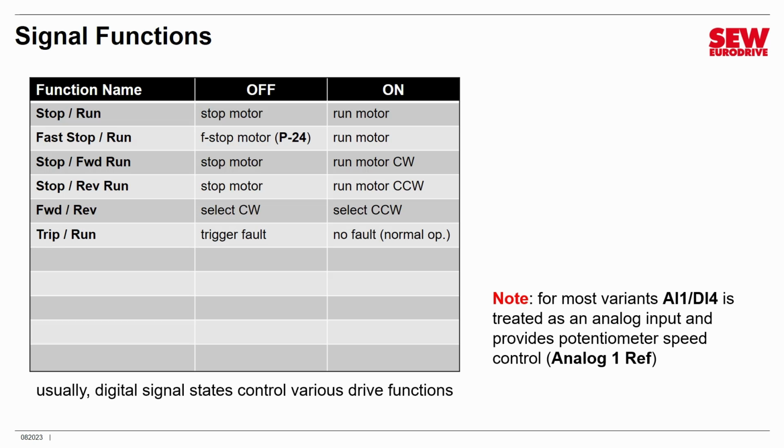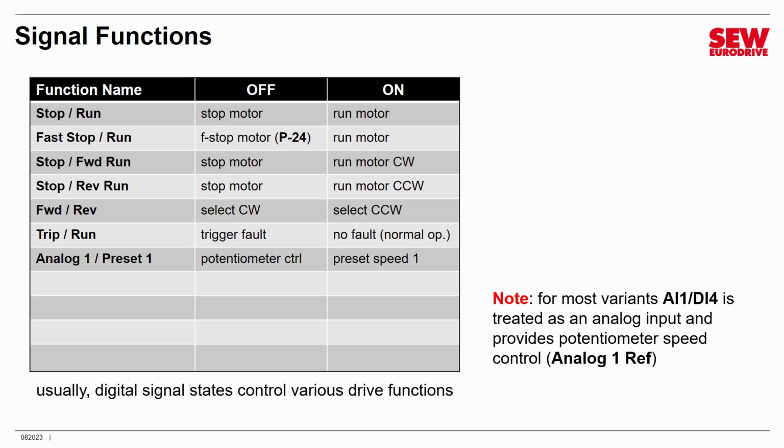There's something called trip and run. This is used for triggering faults, for monitoring external fault sensors. If it's off, then a fault has occurred. If it's on, no fault has occurred and the drive can run normally. We won't be looking at this in this session. We'll be looking at this in the next session.